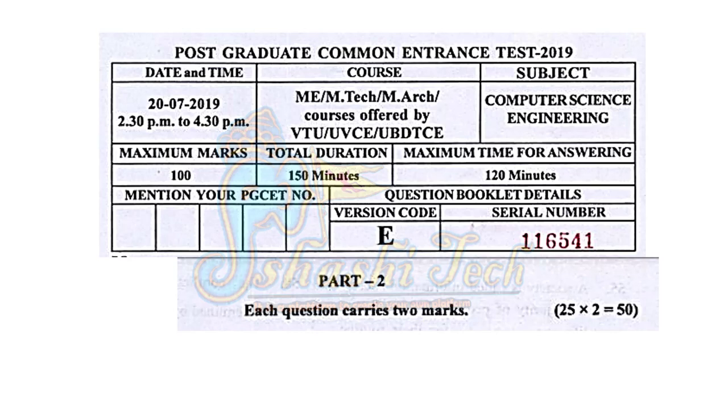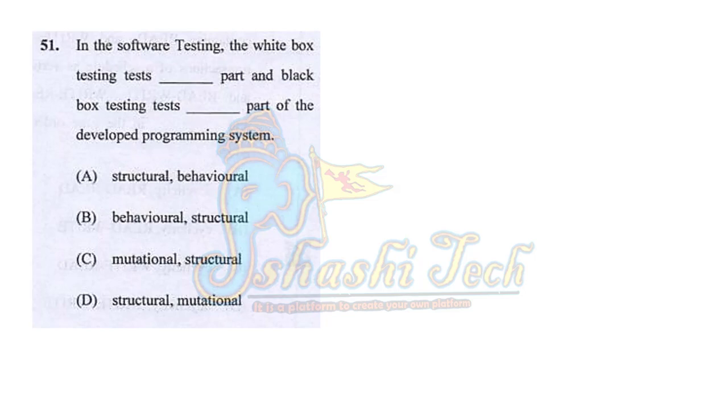In this video, we are going to discuss the Computer Science PGCET 2019 paper, particularly part 2. Here, each question carries 2 marks. Let us start with the first question, that is question number 51.